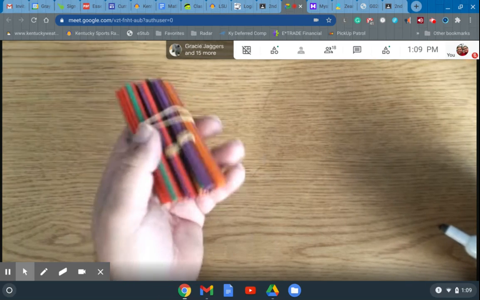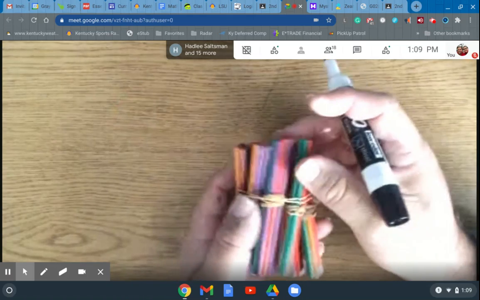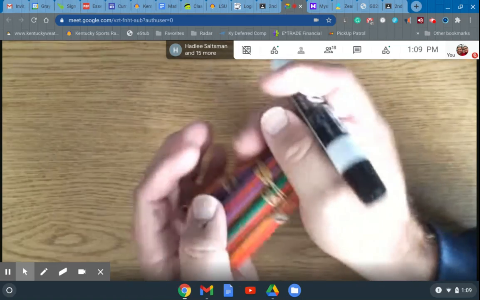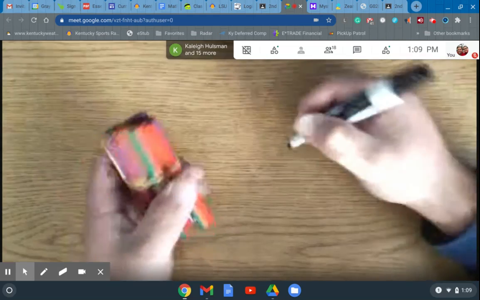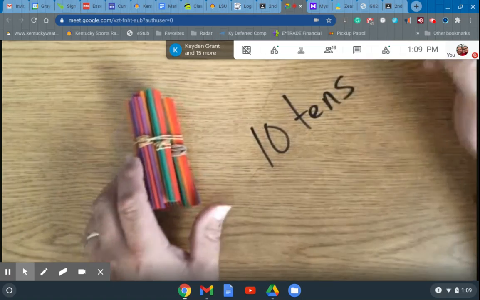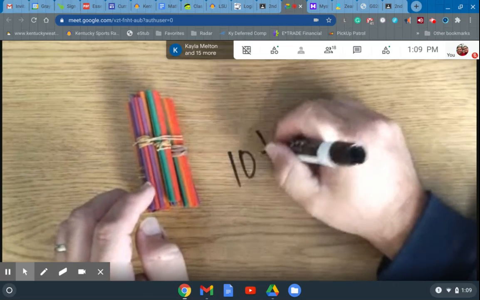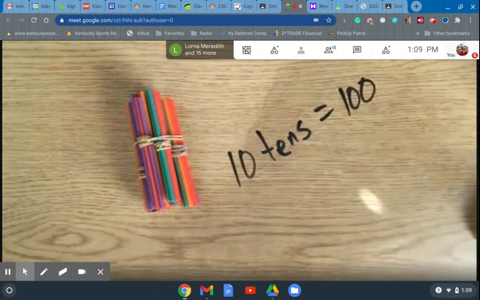How would I make this? It's like a bunch of ones. Oh well, but they're not ones. They're tens, right? Yep. How many tens does it take to make this? 10. So this looks like 10 tens, which is exactly the same thing. 10 tens is equal to 100, right?